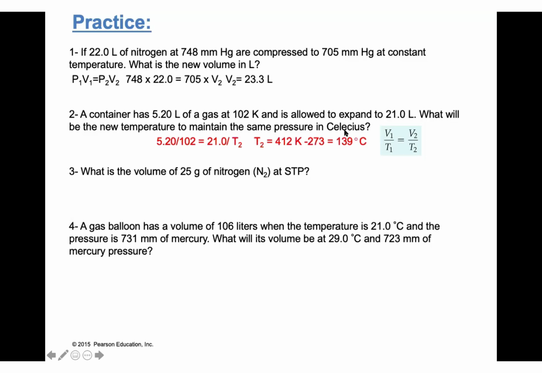It's because the question is asking for Celsius here. I should put Kelvin in the gas laws. If you remember, I said to always make sure your temperature is in Kelvin when you put it in. Because I already had Kelvin, my output was Kelvin, but I should subtract 273 to get 139. So pay attention and read the question very carefully, guys.